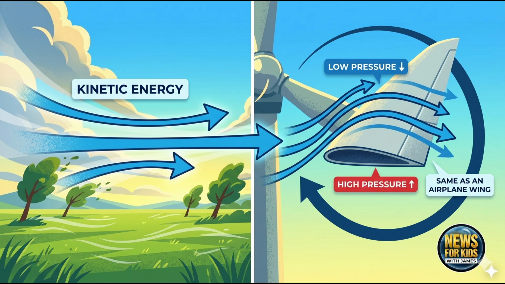Turbine blades are shaped exactly like aircraft wings. When wind flows across them, a pressure difference forms. Lower pressure on one side, higher on the other, and that difference pushes the blades around. Wind becomes spinning motion. Kinetic energy becomes mechanical energy.